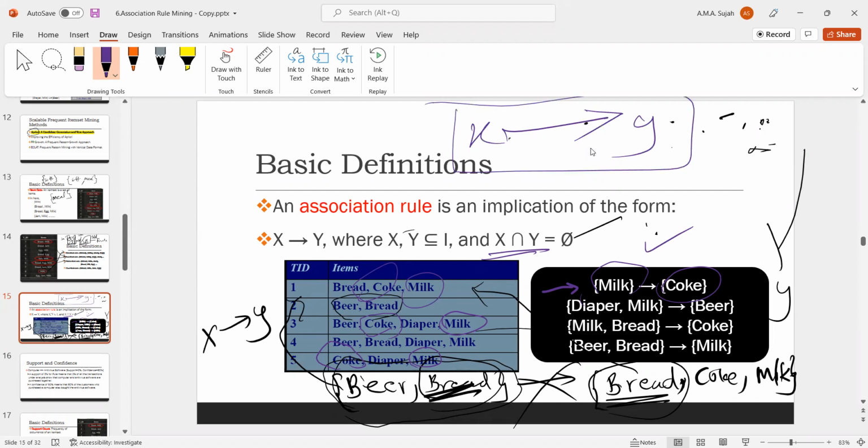Let's think: if X is father is smoking, there is a possibility his son also smokes. Am I correct? Because the son is watching his father every day, one day there's a possibility he also tries smoking. So we can say father is smoking implies son is smoking. X implies Y. That is the way we can indicate association rules.